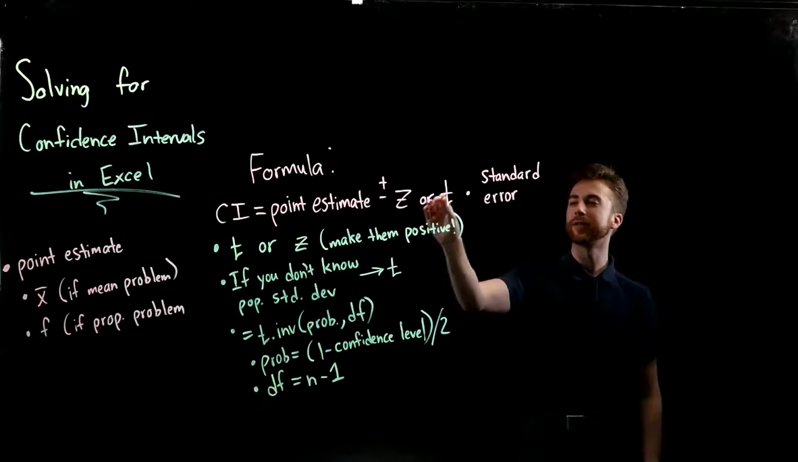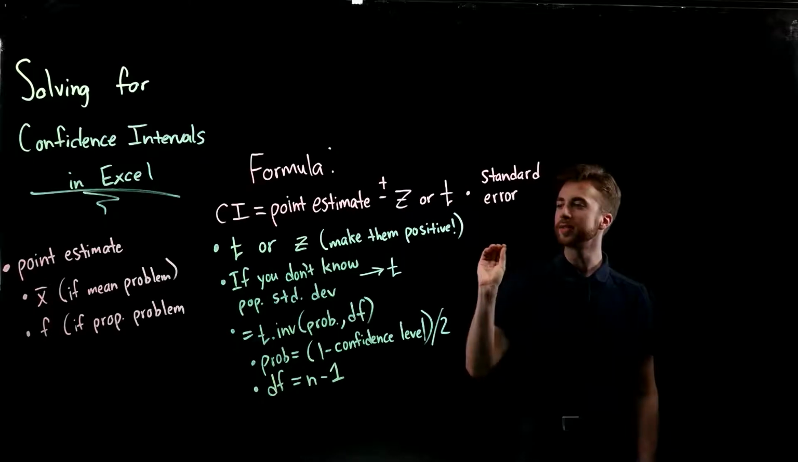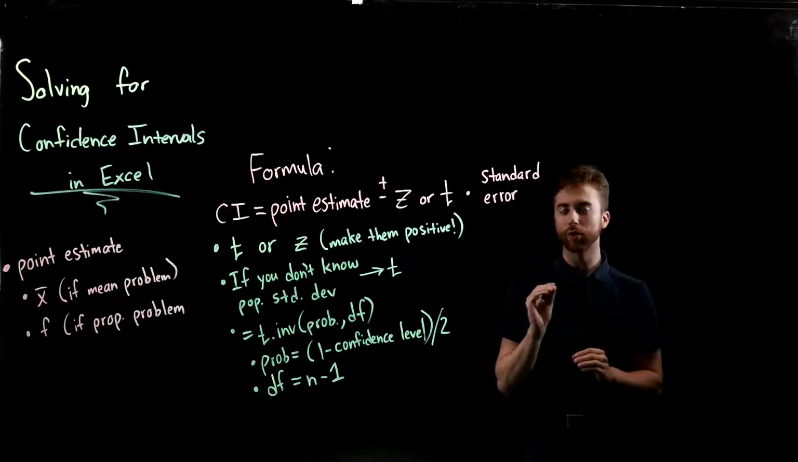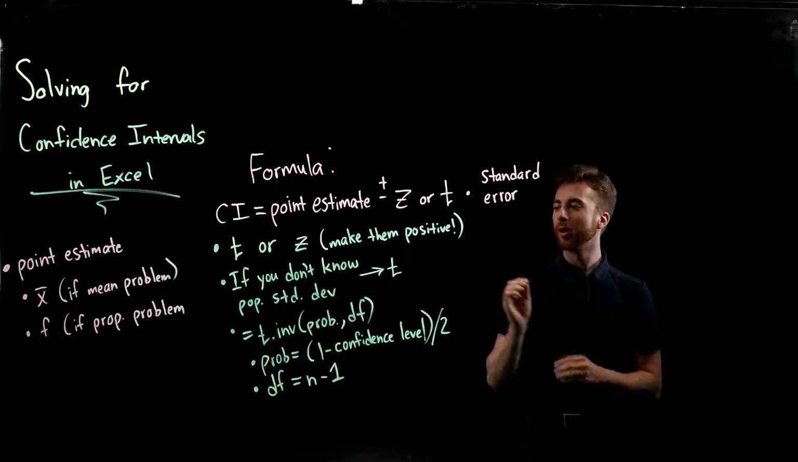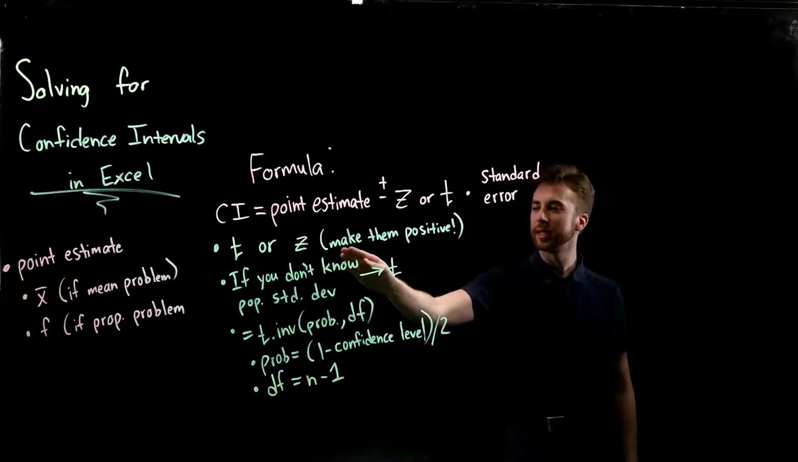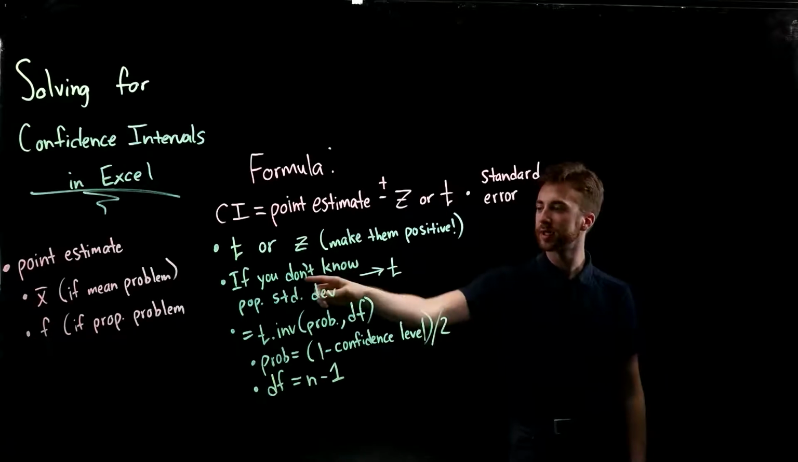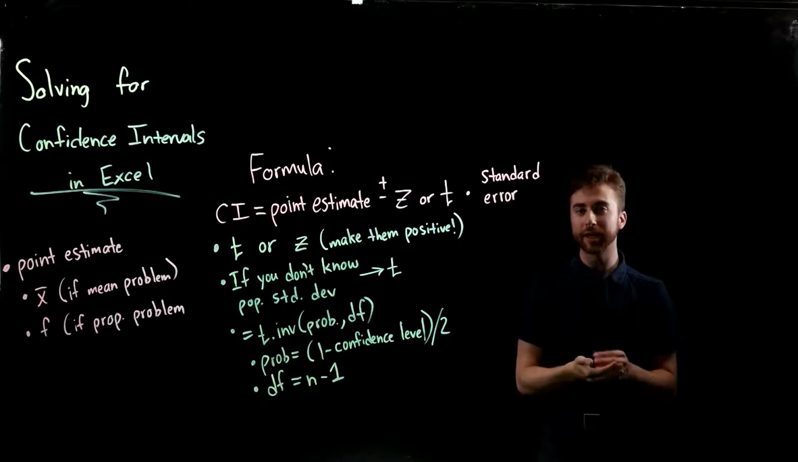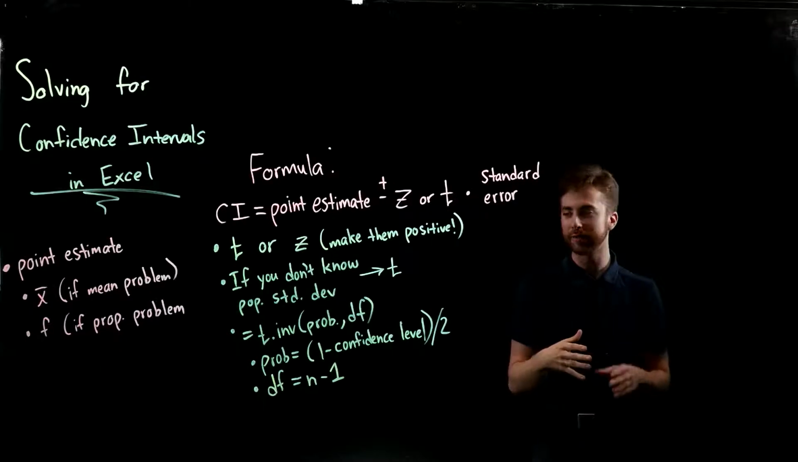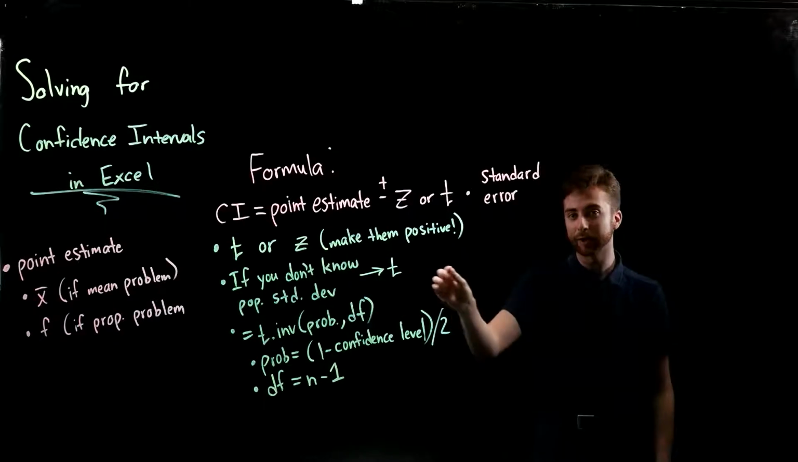And then whenever we're solving for a Z or T, we're going to decide whether we do a Z value or a T value based on a few things. So T or Z, either way, you're going to have to make sure it's a positive number. But just to talk about T first, if you do not know the population standard deviation for the problem you're given, you have to use the T value, okay?